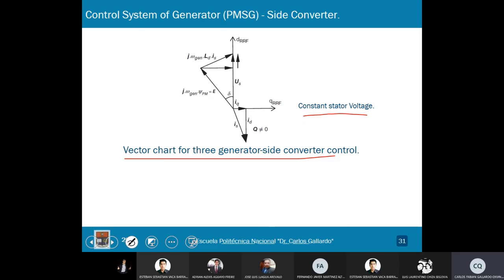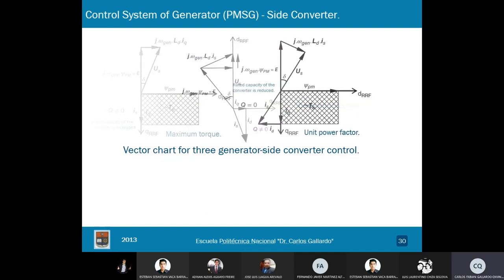For this case, in the constant stator voltage, once again, the reactive power is different to 0. Finally, it's possible to say the stator active power is equal to 3/2 times the stator voltage on the D axis times the stator current on the D axis. This is for the active power. What about the reactive power? The reactive power is 3/2 times the stator voltage on the D axis times the stator current on Q axis.